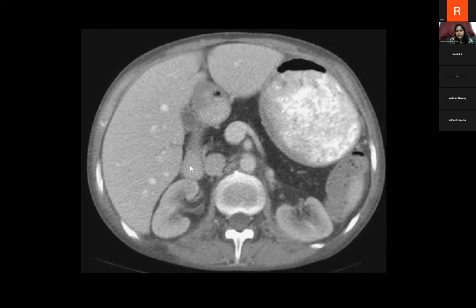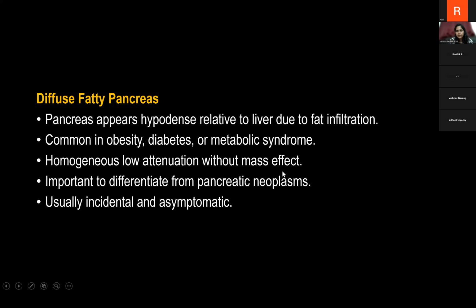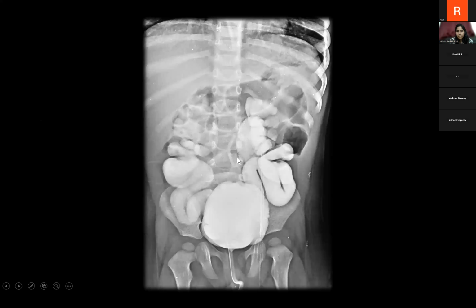We can see that there is hypodensity in the region of the pancreas. So the pancreas appears hypodense relative to the liver due to fat infiltration. It's commonly seen in obesity and diabetics. There is homogeneous low attenuation without any mass effect. Without any mass effect is important. If it's causing any mass effect, then we have to think of fat forming mass lesions. It's important to differentiate from pancreatic neoplasms, usually incidental and asymptomatic. Next spotter. Time starts.